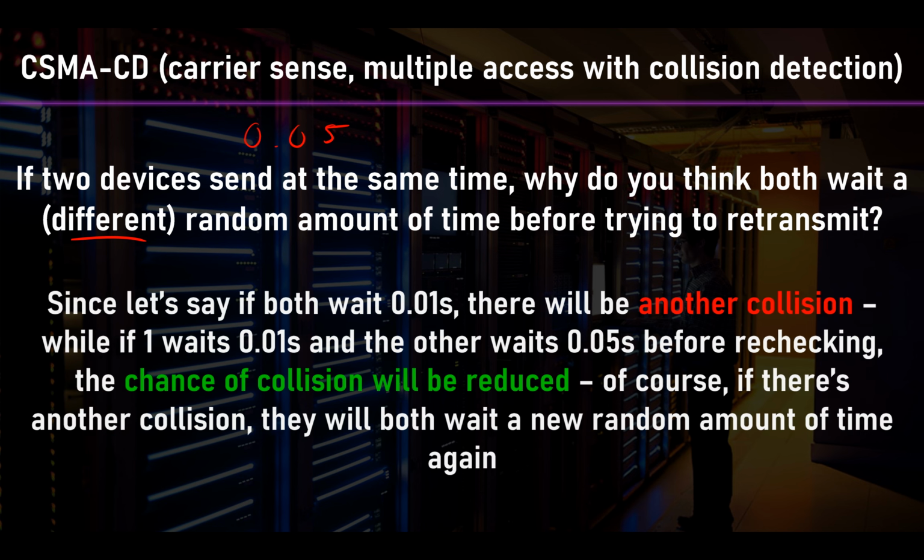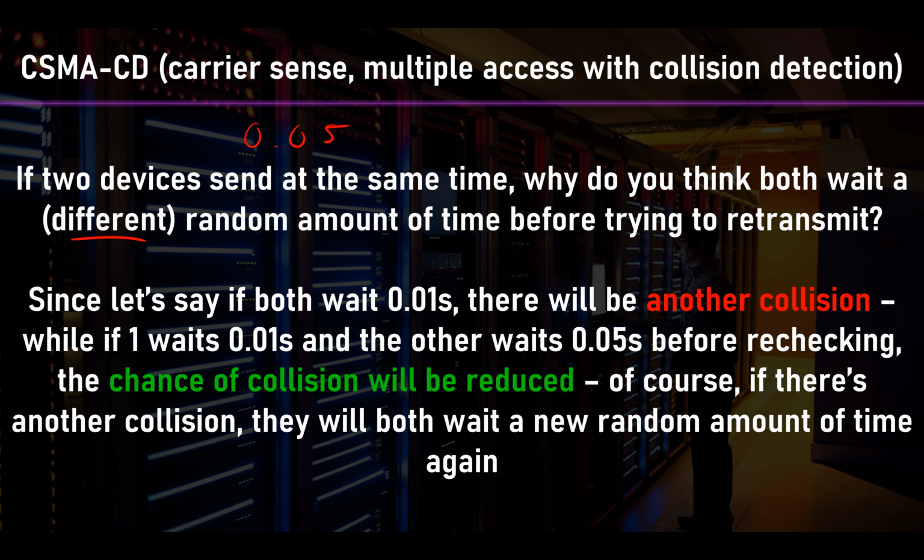So maybe you figured out that, if they both wait the same amount of random time, let's say 0.01 seconds, then there's going to be another collision when they retransmit again. Because if we think, this is device 1, this is device 2, and they wait 0.1 seconds, this one then starts sending, but then after 0.1 seconds, this one is also going to start sending. And then eventually here we're going to get another collision.